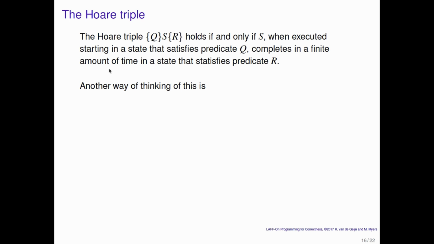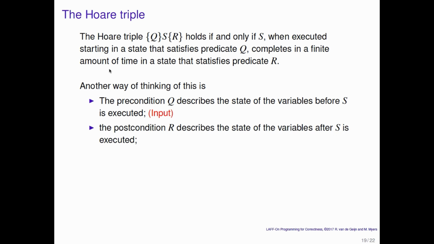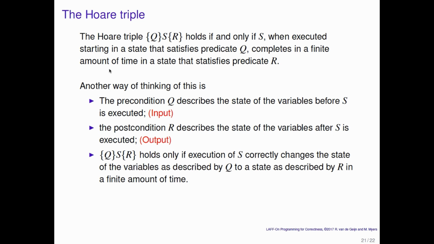Here's another way of thinking about this. The precondition Q describes the state of the variables before S is executed. In other words, it describes what must hold about the input if S is to be executed. The postcondition R describes the state of the variables after S is executed. In other words, it says something about the output of statement S. And then Q S R, the Hoare triple, holds only if execution of S correctly changes the state of the variables as described by Q to a state as described by R in a finite amount of time.